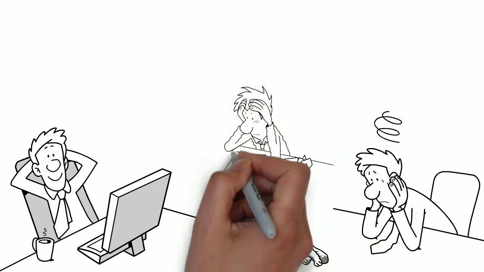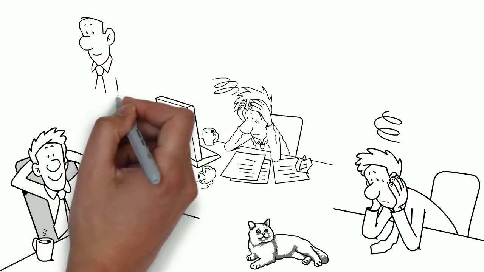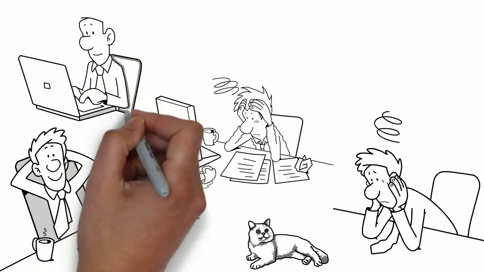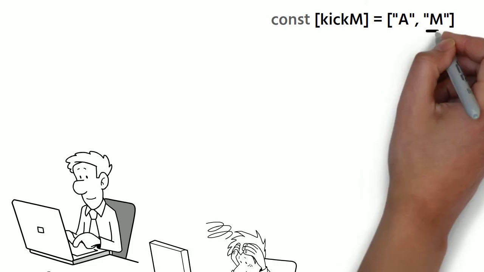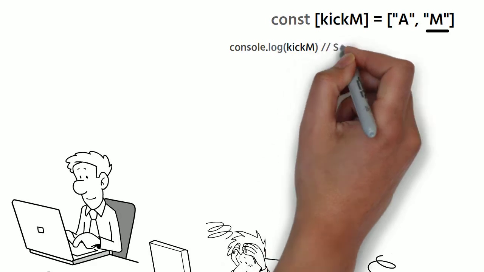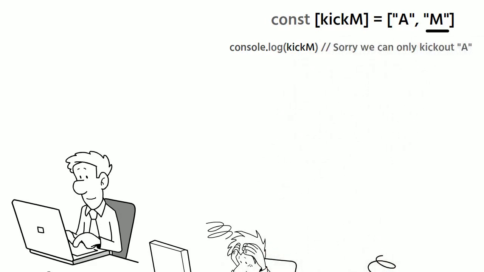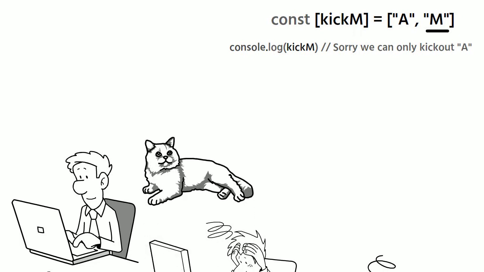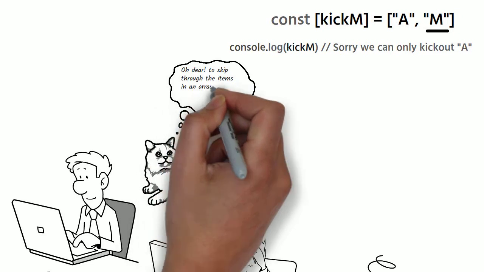After that, you realize that the M key is no longer alive. So to move it into the weAreUseless array, you immediately start writing the code as before. Alas, you can only target the first key in this array. You don't know how to assign a new variable for a specific item in an array. So you create this new variable kickM to target the M, but it replies, "Sorry, we can only kick out A."